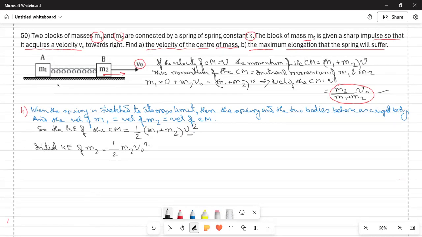Also, when the spring is stretched to its maximum, the spring acquires a potential energy. Stretched, its potential energy is equal to half k x squared, where x is the stretch.